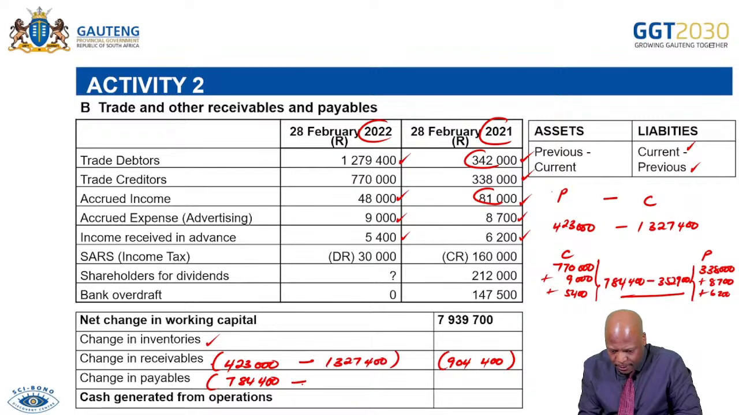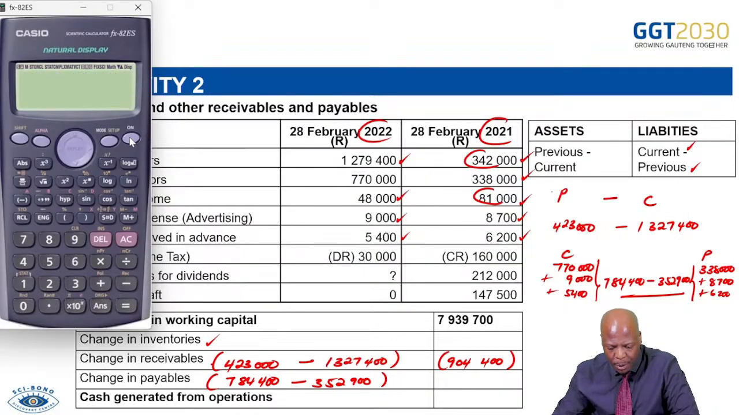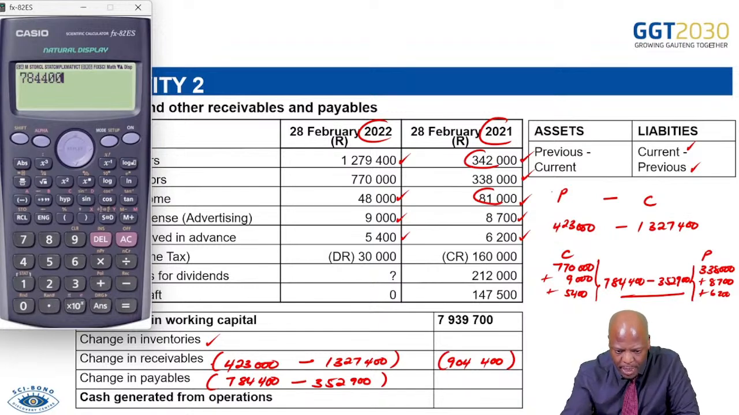784,400 minus my previous. This is my current. Current is 784,400 minus my previous, which is 352,900. Okay, let's bring the calculator to see how much we get here. So we will now say 784,400. Okay, then we say minus 352,900. That will give us 431,500. Is it positive or negative? That is certainly positive. So it's a cash inflow.